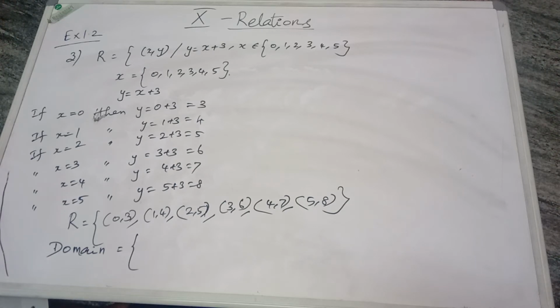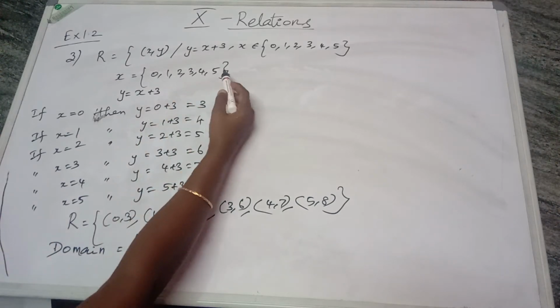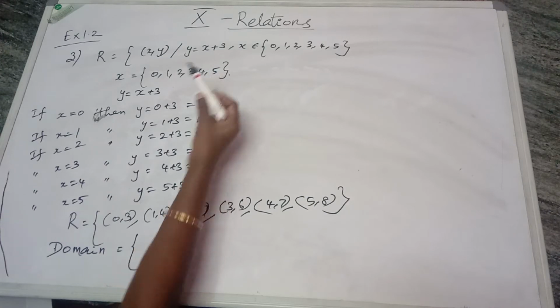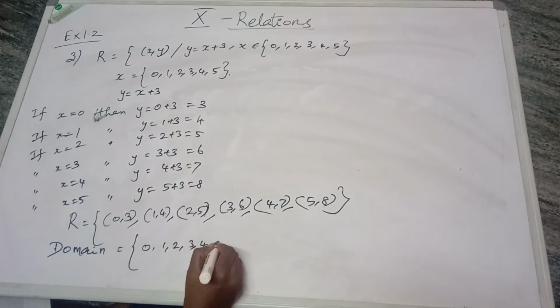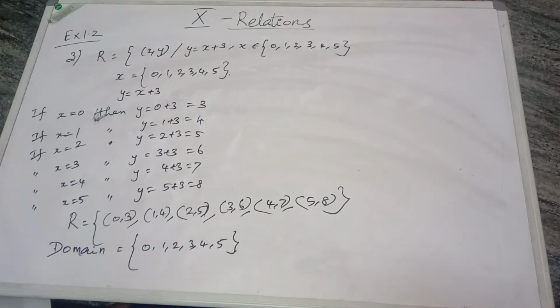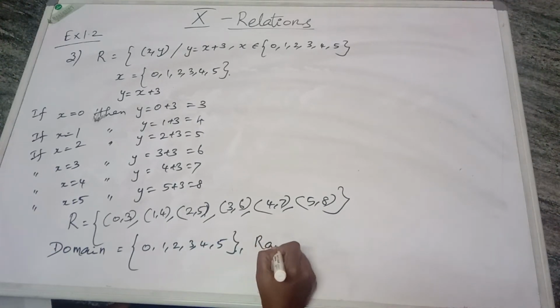Okay, the set of elements in the first set related to the second set. First set, நம்ம என்ன வச்சிருக்கோம், 0 to 5 வச்சிருக்கோம். ஸோ இது எல்லாமே domain தான். 0 1 2 3 4 5. This is the domain. And range, they asked range.